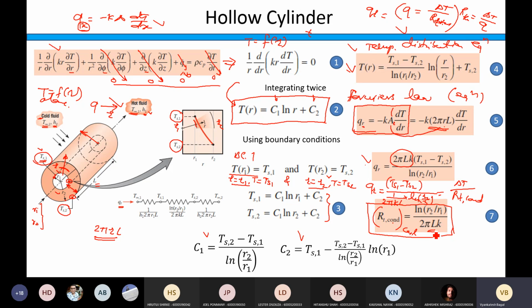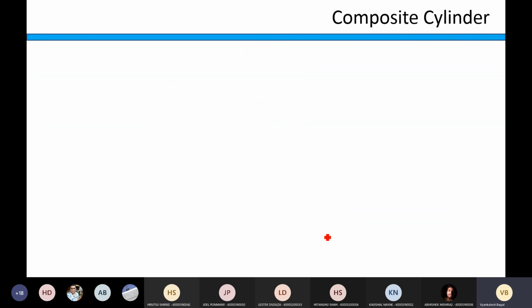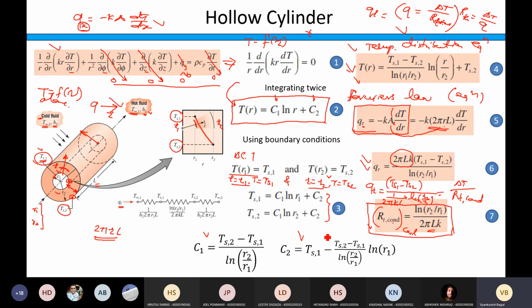So you should compare the equations of temperature distribution, then the rate of heat transfer, and the thermal resistance for all these three cases: plain slab, hollow cylinder, and hollow sphere. Then and only then you will get the idea how it is. Fine. Clear? Now shall I go to the next slide? Yes.